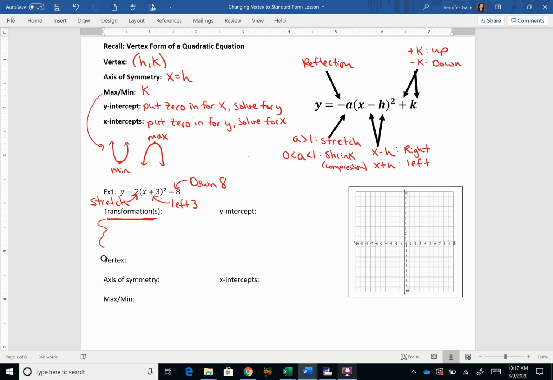Now what we can also pull from that equation is our vertex. Our vertex is that ordered pair where the two sides of that U shape, that parabola, come together. It might be our very lowest point, it might be our very highest point.